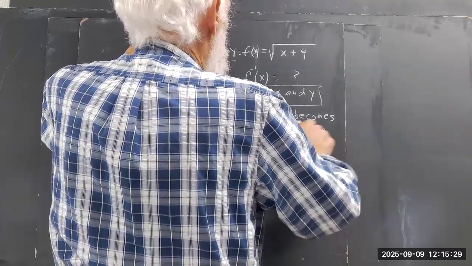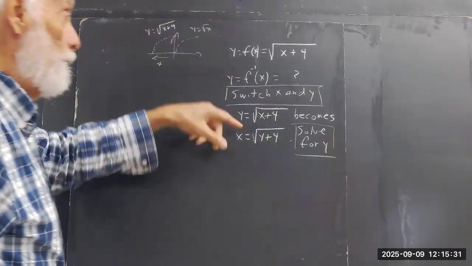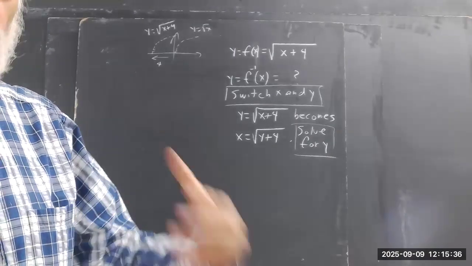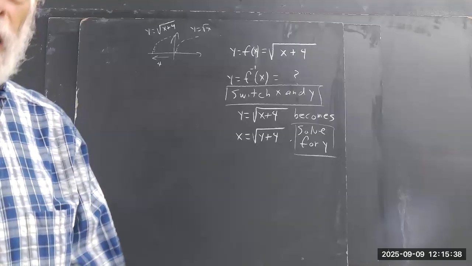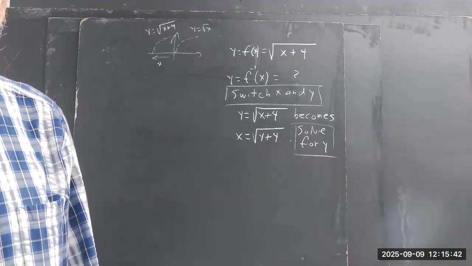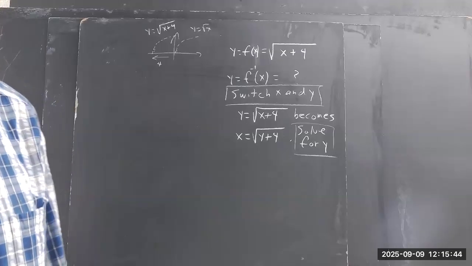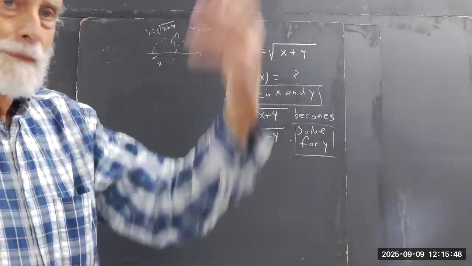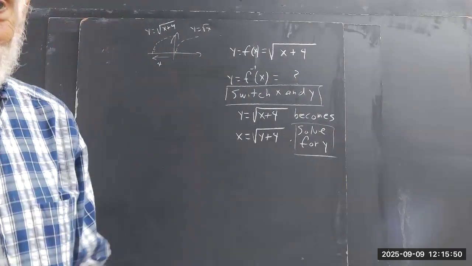Another thing that you probably want to write down is, what do you do once you switch x and y? You solve for y. You ought to write that down in every problem, okay? If you do, you're not likely to forget it soon. And if you do forget it, when you review for the test, it'll remind you because it'll be there. Okay?